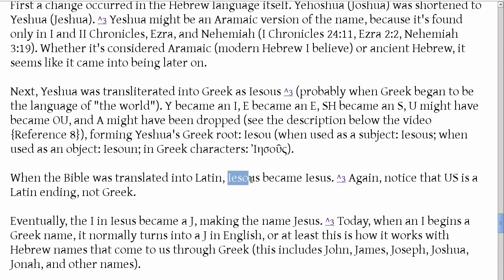So Iesous is the Greek version of Jesus. Iesus is the Latin version of Jesus. Notice that they took the OUS and changed it into a US because that is comfortable for the Romans, for people who spoke Latin. That's a Latinization of the name Iesous, just like Iesous is a Hellenized version of the Hebrew name Yeshua.